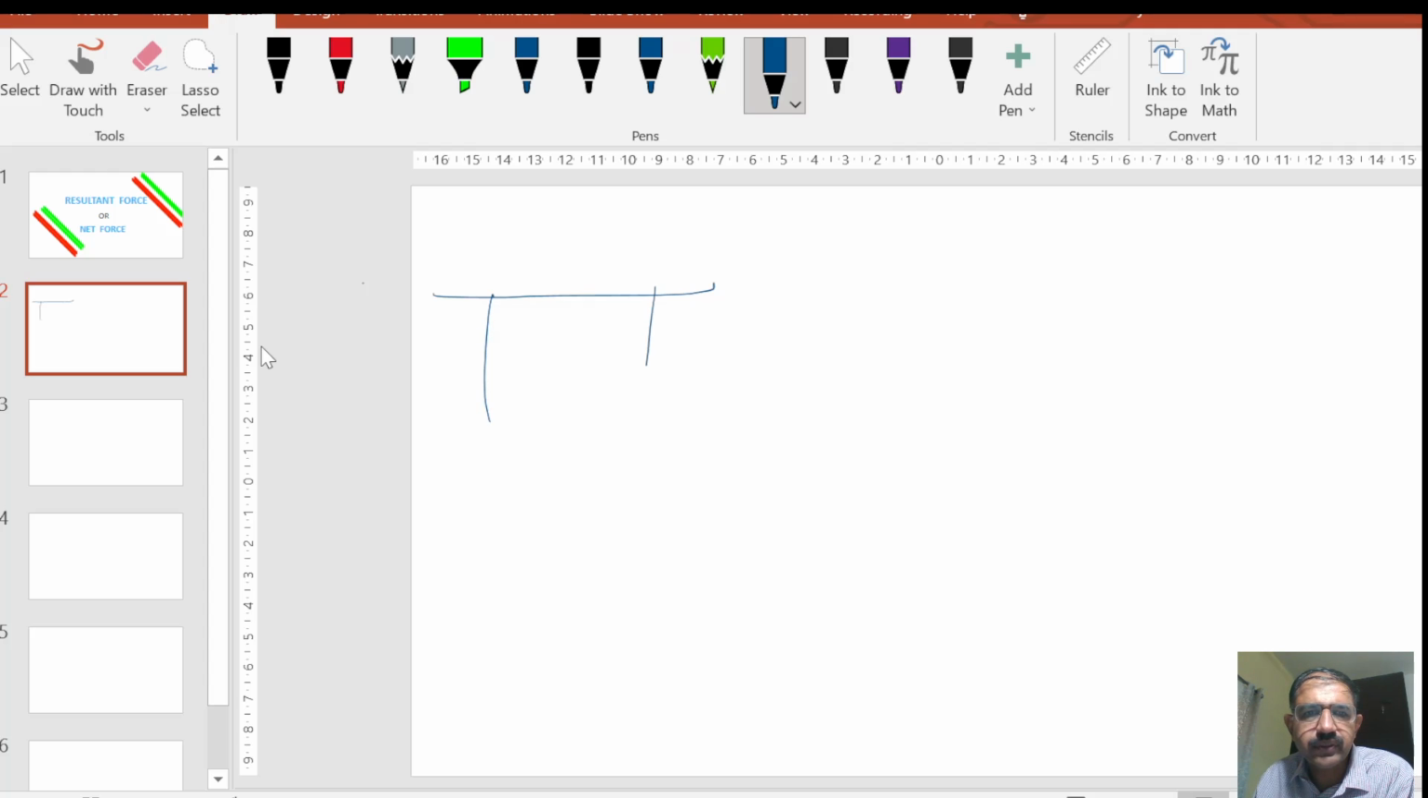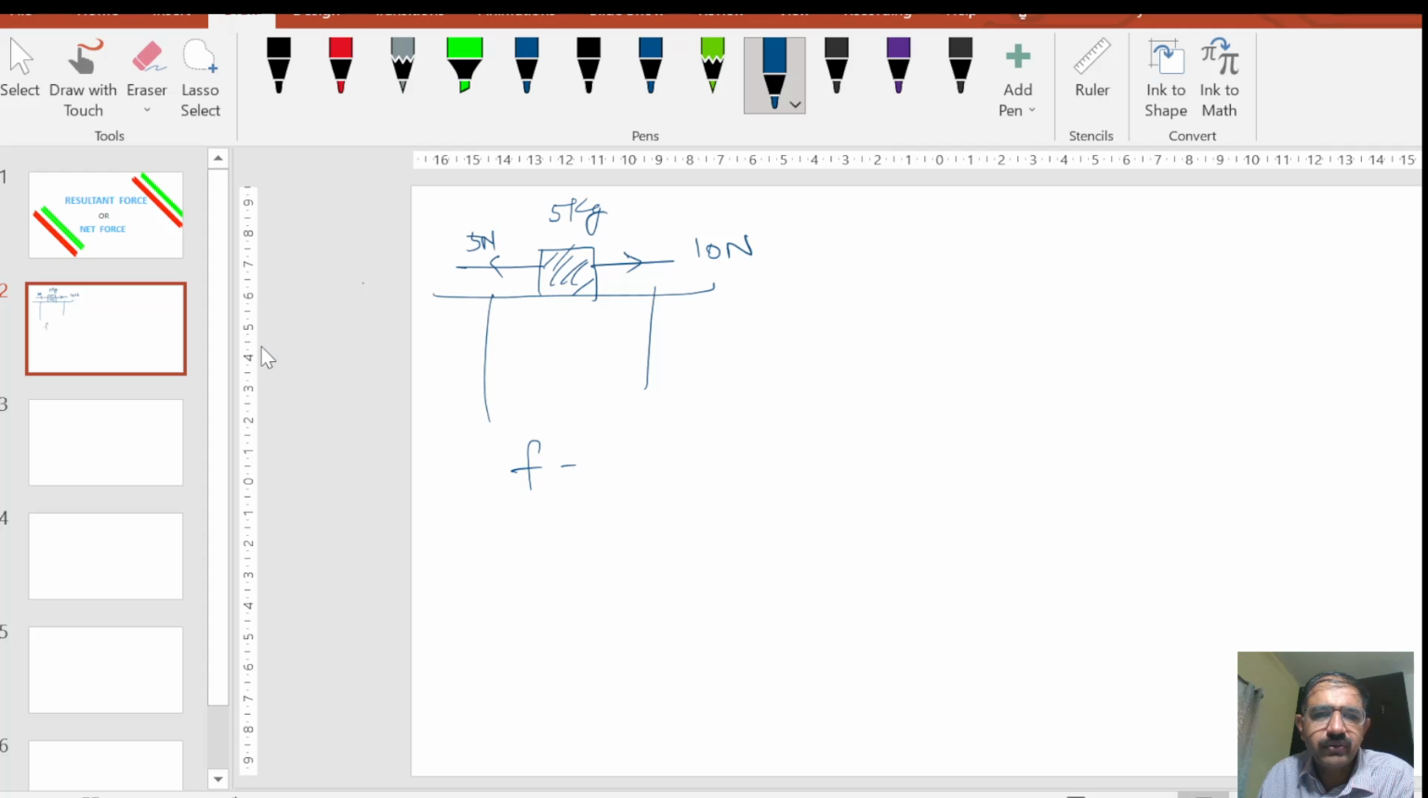Suppose on the surface of a table, the top of the table, I placed one block of mass 5 kg, and I applied two forces on it: along this direction 10 Newton, and in the backward direction I have applied, suppose, 5 Newton. So I have to find out the acceleration of this block. Again, how will I find the acceleration of this block?